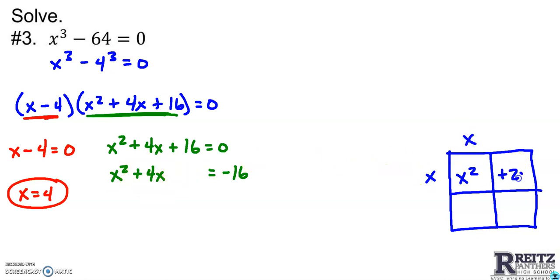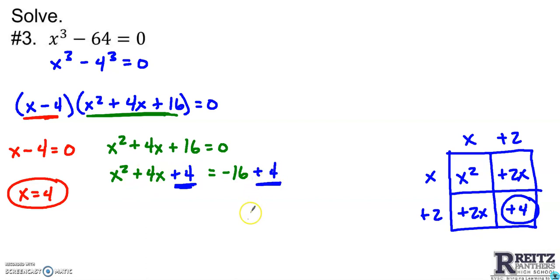So how about 2x and 2x, which makes these plus 2's. Which reminds me that the number that actually completes the square is positive 4. But if I add 4 on this side, well, I better add it here as well. So what I really have is the left side is now x plus 2, the whole quantity squared. And what I have here is negative 12.